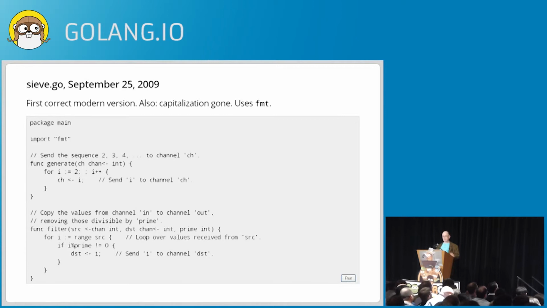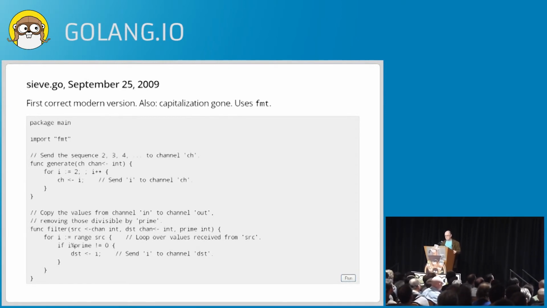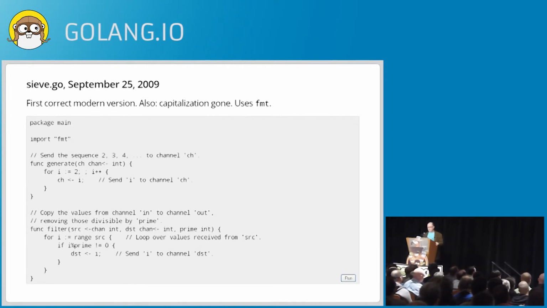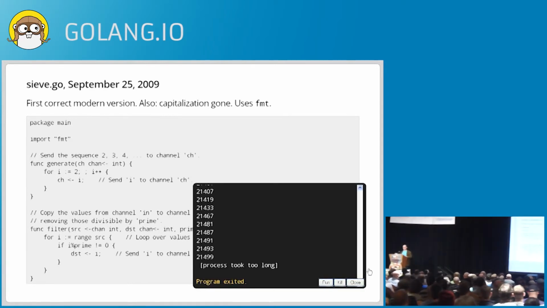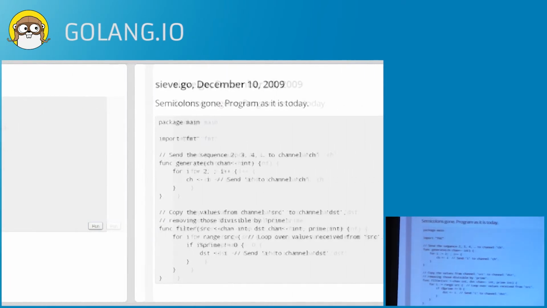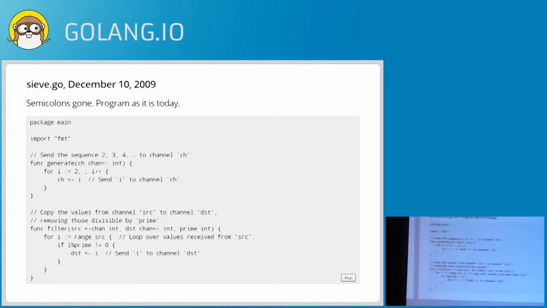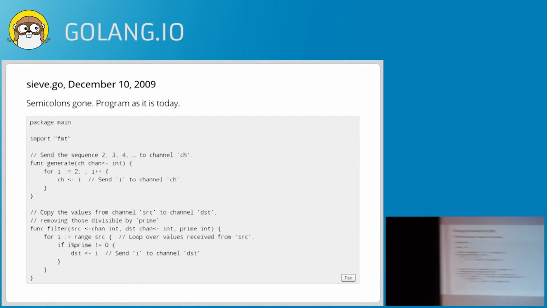So the capitalization now is gone. I brought in gofmt. This guy actually runs. And this is modern Go except for the semicolons, which went away on December 10th, 2009 in the great semicolon purge. So this is the program that, you can recognize it all the way back to newsqueak, really. But it mutated very slightly, but converged fairly quickly.